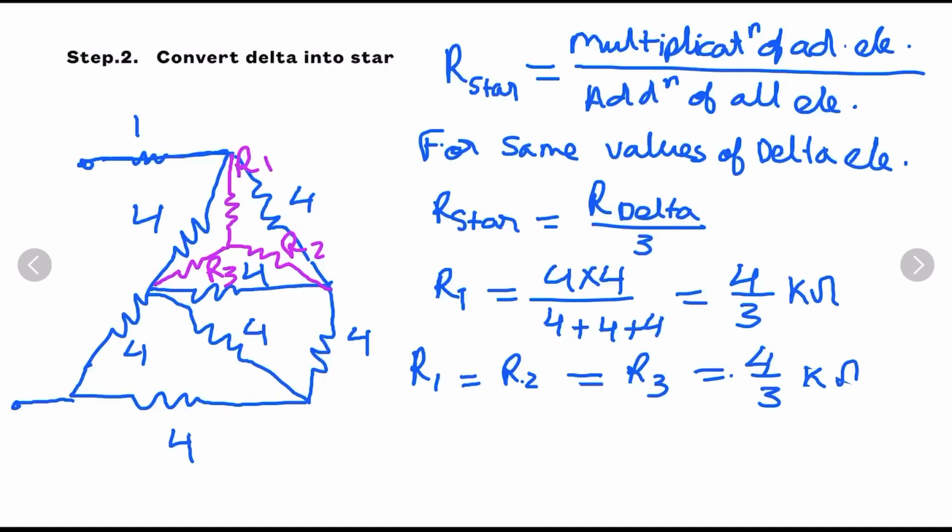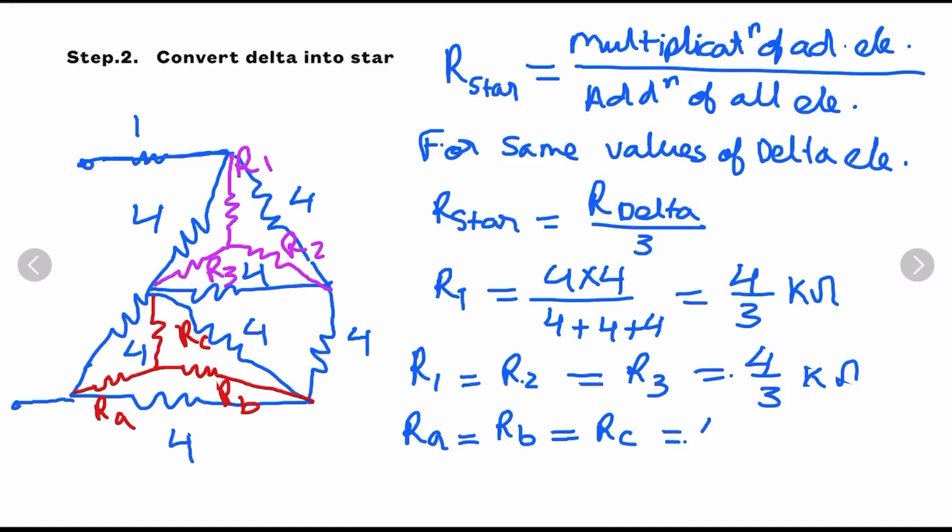Now we will move to the next delta. We will again redraw the star inside the delta and name these elements RA, RB, RC. Now we can easily see that this is also the same delta, so we need not calculate again. We can put the same value as we'll get the same answer, that is 4 by 3 kilo ohm.